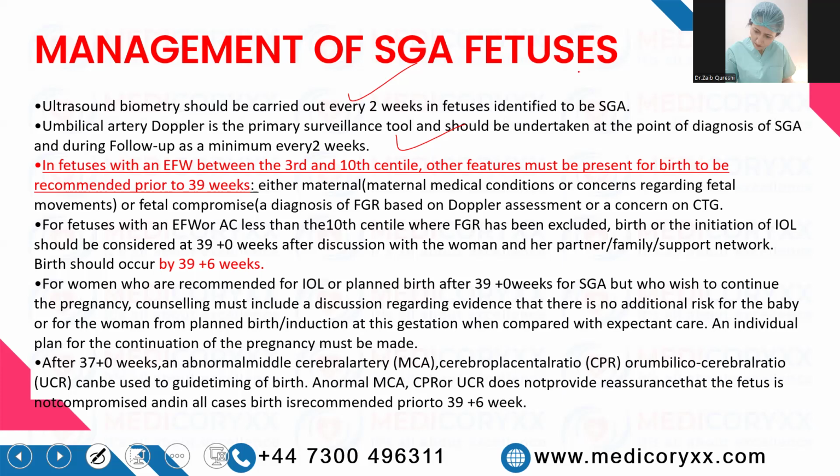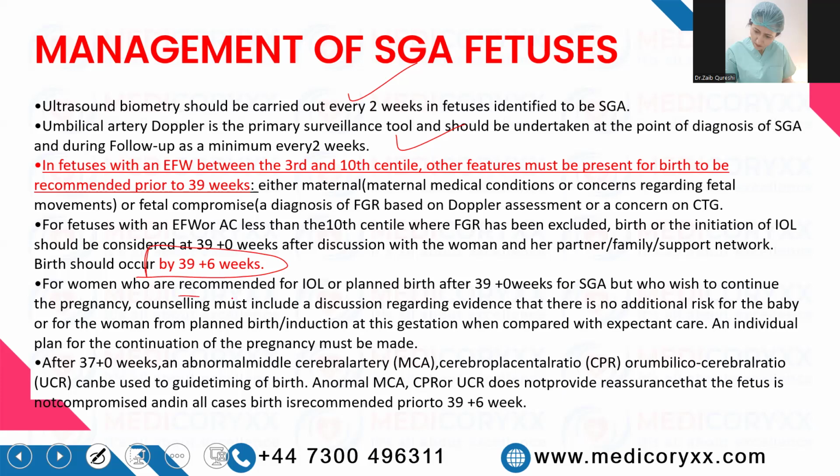Estimated fetal weight between 3rd and 10th centile: other features must be present for the birth to be recommended prior to 39 weeks. Ideally, every SGA baby should be delivered by 39 plus 6 weeks, which is again 40 weeks. So what do we say the term? Term is from 37 to 42 weeks, but at least by 40 weeks.